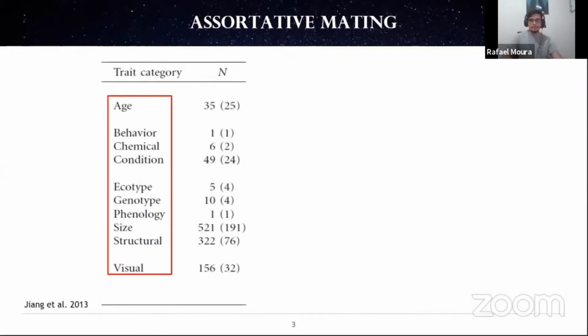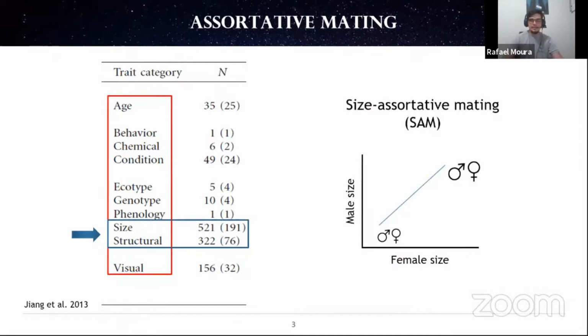Assortative mating can also be classified depending on the trait under selection. For example, Young et al. classified the types of assortative mating as age, behavior, chemical conditions, ecotype, genotype, phenology, size, structure, and visual. However, they separate what we call the size-assortative mating literature into two different types. They call size a measure of the whole body size, for example, body length, and structure a measure of a body part, for example, the carapace width of a spider or some insect. However, here I will refer to size-assortative mating as any type of measure of body size, because they are frequently correlated, and in the literature you will rarely see some kind of structural assortative mating.